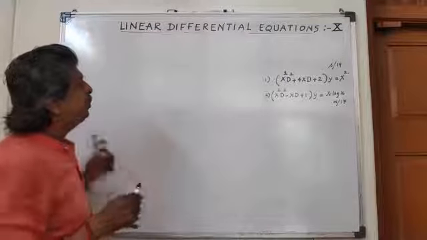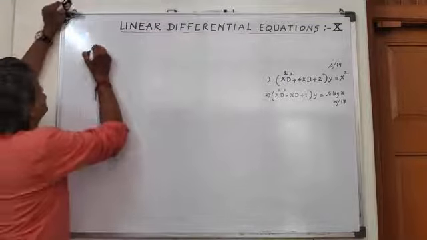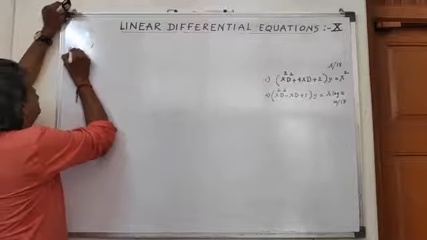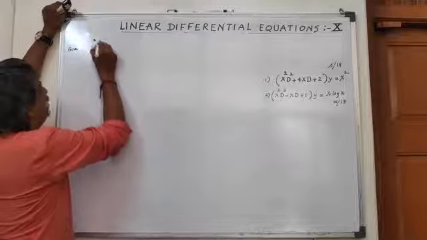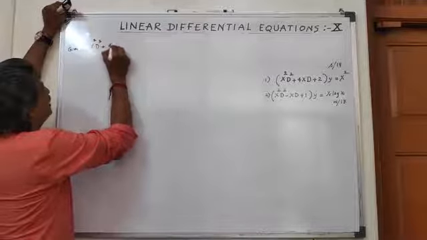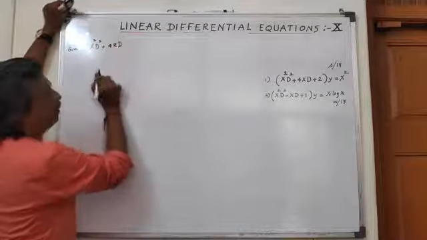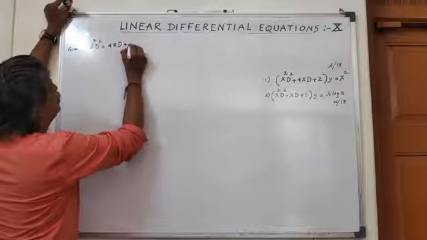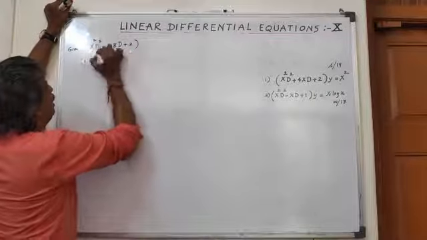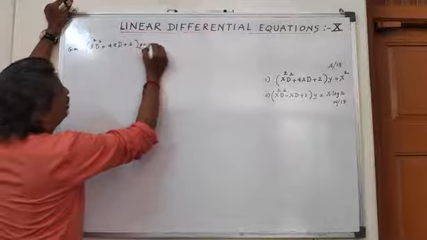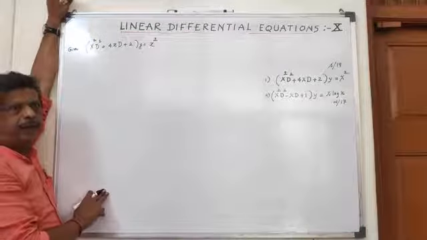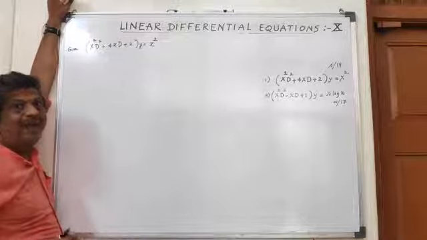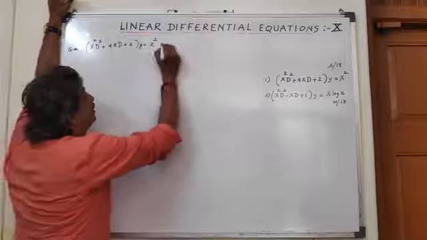x square d square plus 4xd plus 2 times y equal to x square, given. It is obviously a CLDE. This is equation 1.